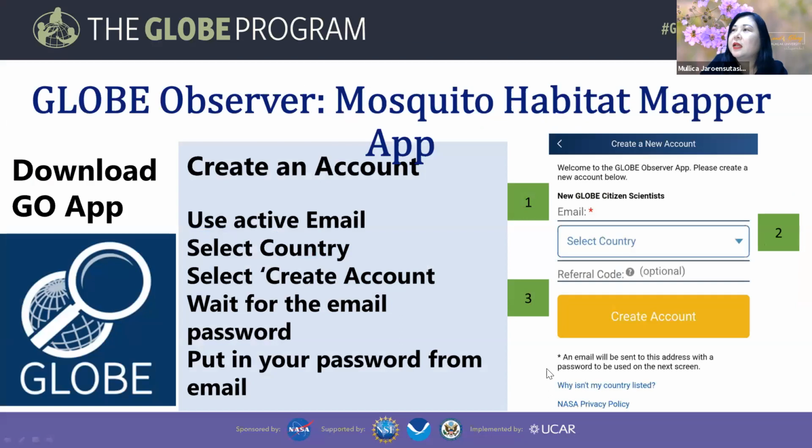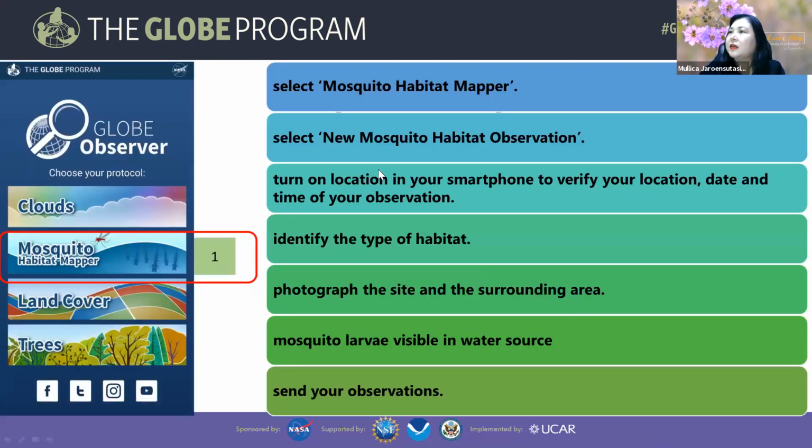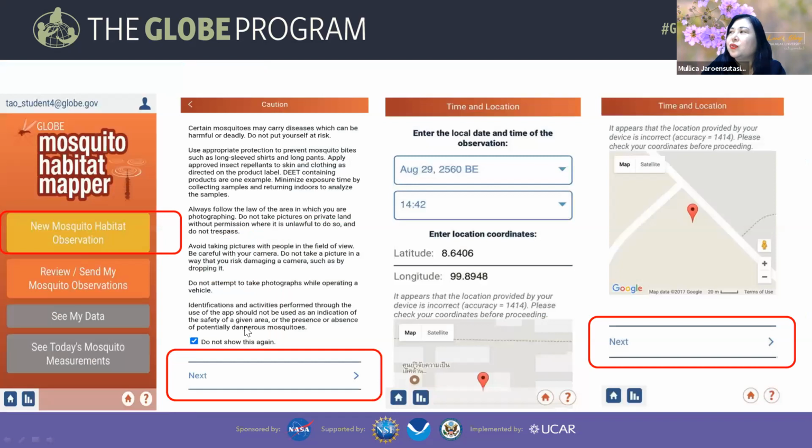Okay, and this is when you start as a citizen science. Some people might join these as citizen science. You have to create a new account first. Okay, by doing finish all these, and then this is the Mosquito Habitat Mapper app. This is what it would look like on the GLOBE Observer app on your cell phone. As you can see, you can do cloud, you can do land cover, you can do tree height, but you choose Mosquito Habitat Mapper app. You click it right here, and then you go through all these.